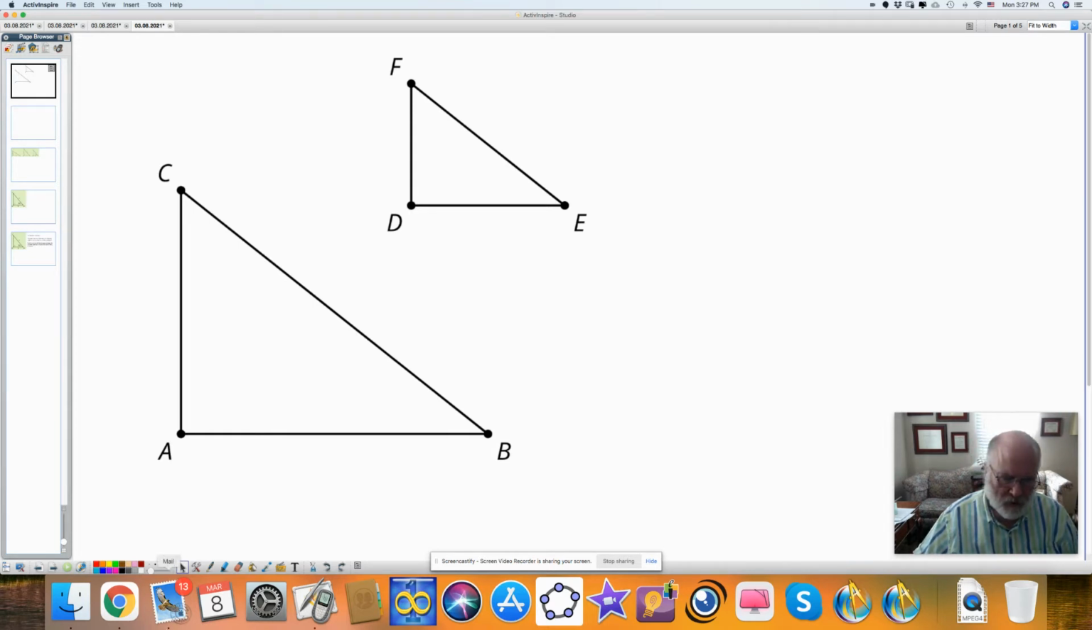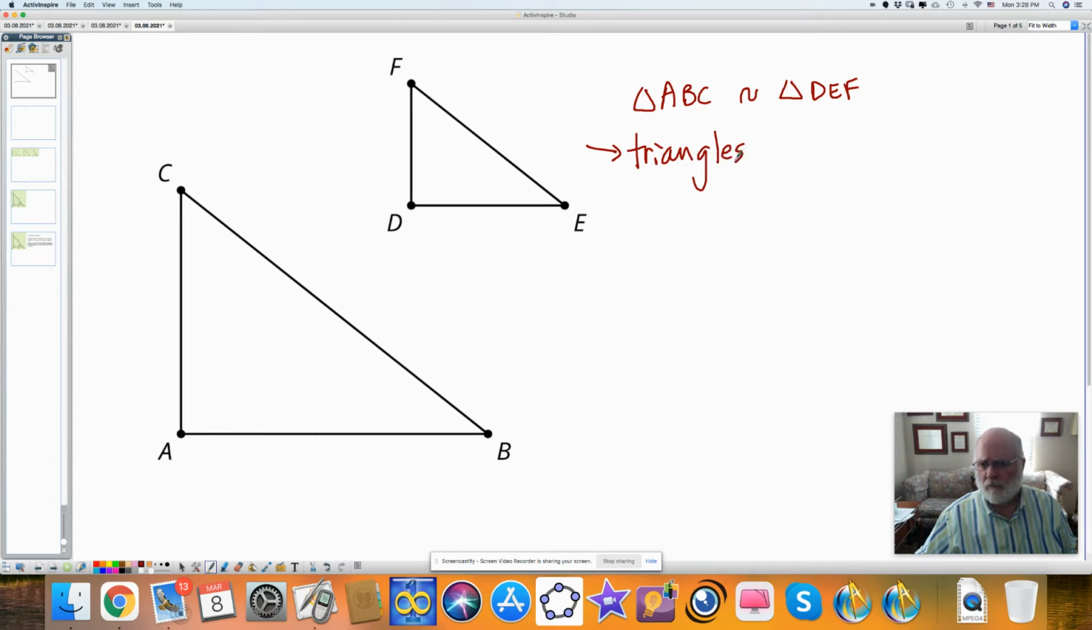The first thing we could do is write a triangle similarity statement. And there's a number of different ways of writing this. I could say triangle ABC is similar to triangle DEF. And I could have said triangle BCA is similar to triangle EFD, or triangle CBA is similar to triangle FED. A lot of different ways of writing this. What I want you to notice is that triangles are similar. This does not say angles are similar, or sides are similar. The symbol that we use for similar is this tilde.